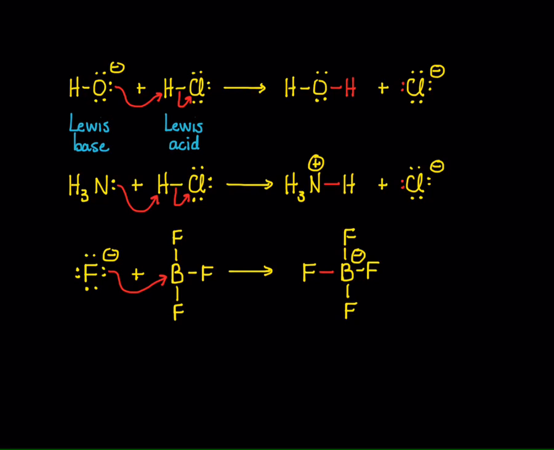Or, like in the case of fluoride reacting with BF3, you're populating still a bonding orbital, a simple p orbital. And in that process, you create a new sigma bond. And of course, you're also creating a new sigma star bond that isn't populated with electrons.